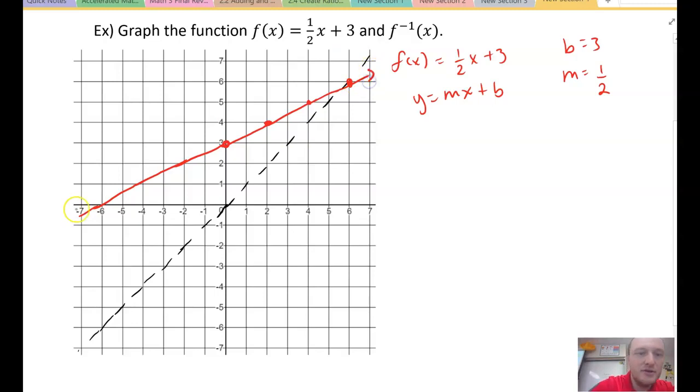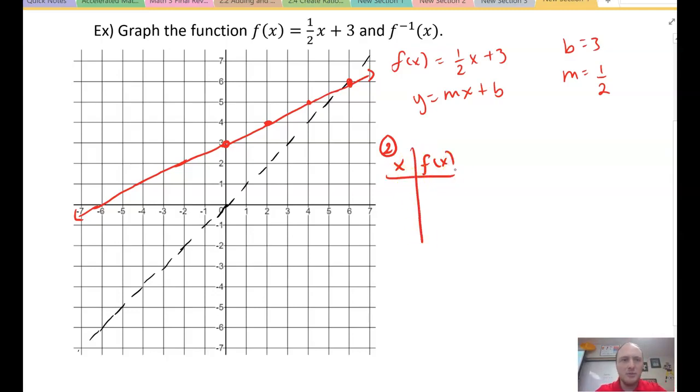Okay, so here is my line. Now, I'm going to choose 3 points. So this is step 2. Step 2, I'm going to choose 3 points. So here's x and f of x.